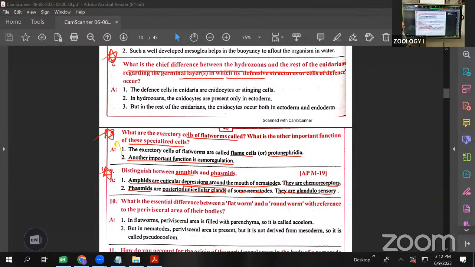They are excretory cells. The other use of the flame cells is osmoregulation. This one is about osmoregulation.